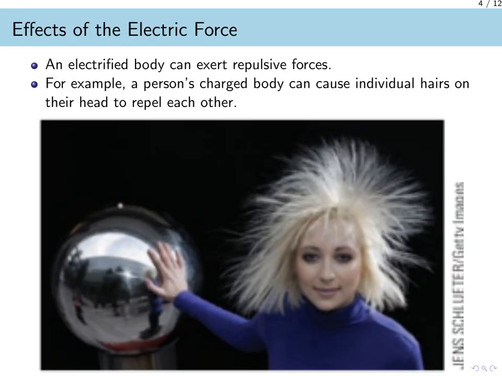In addition to the attractive forces we just discussed, an electrified body can also exert repulsive forces. The photograph here demonstrates this effect quite clearly. When a person's body becomes electrically charged, that charge distributes itself. Consequently, each individual hair on her head receives a similar charge. Because these electrical charges are of the same type, they exert a repulsive force on one another. This causes the individual hairs to push away from each other and stand straight up. This provides a very visual representation of how electric forces can push objects apart.